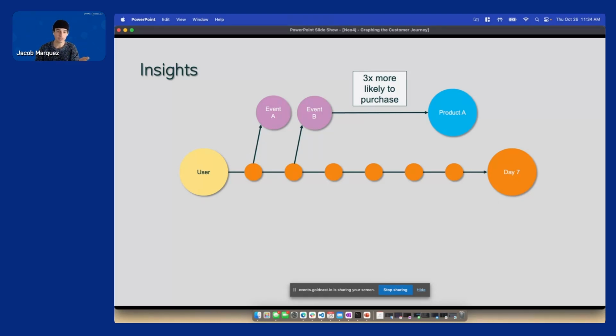Now, conversely, it's not only about what leads to success, it's also about what doesn't lead to success. Like, what are some of the friction points that are happening within the product that we can easily start looking at?